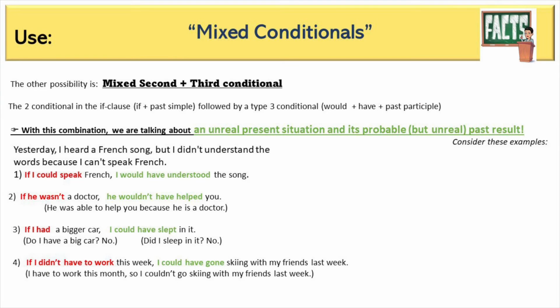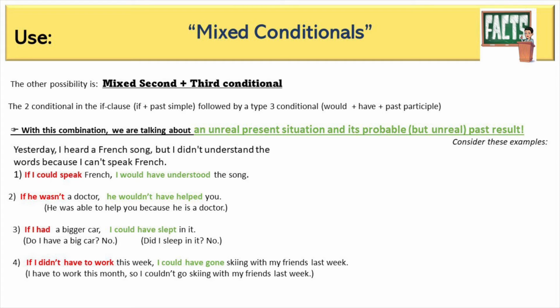So similar to the first one, but they are the other way around. And when do we use them? With this combination, we are talking about an unreal present situation and a probable but unreal past result. Again, I think you may want to pause the video and think about this. So let's have a look at some examples again.